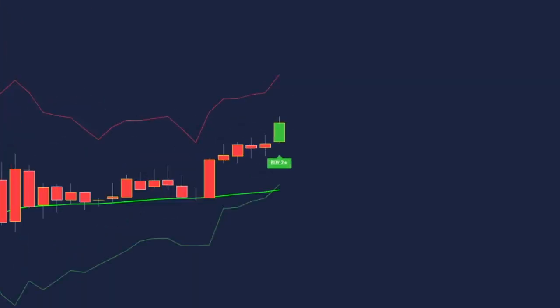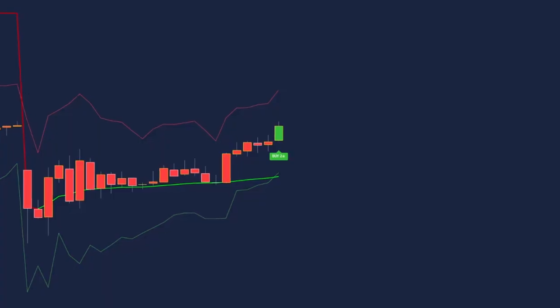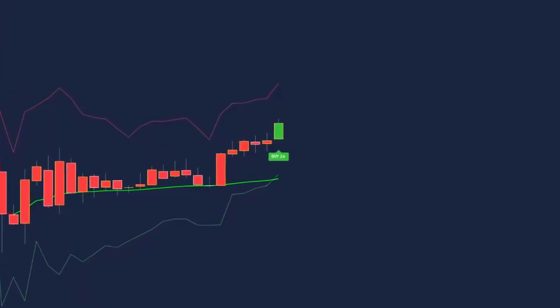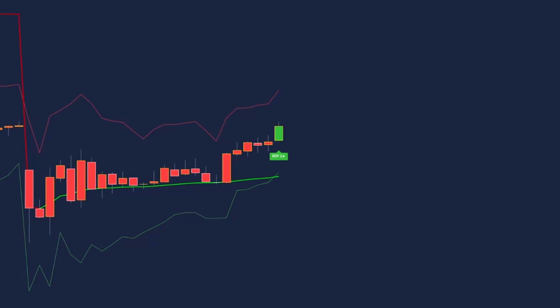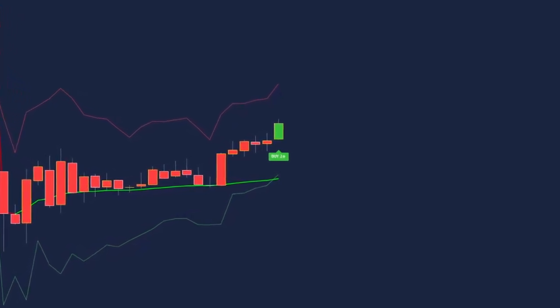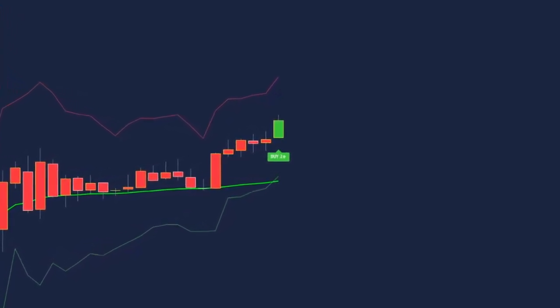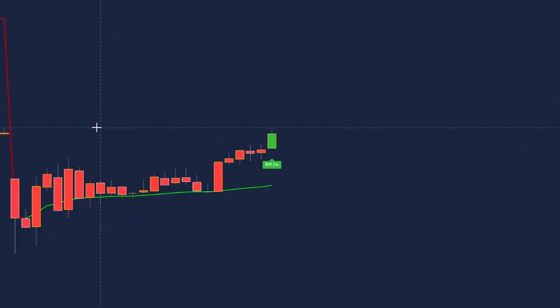Now, the buy label does have a star rating out of 3, and this defines the quality of the trade signal, 3 being the best. But for this strategy, we will take all stars 1, 2 and 3. 3-star trades have a higher probability, but take longer to set up. So once we have our green VWAP and price has painted the buy label, we can enter the trade. Enter on the close of the signal candle here.